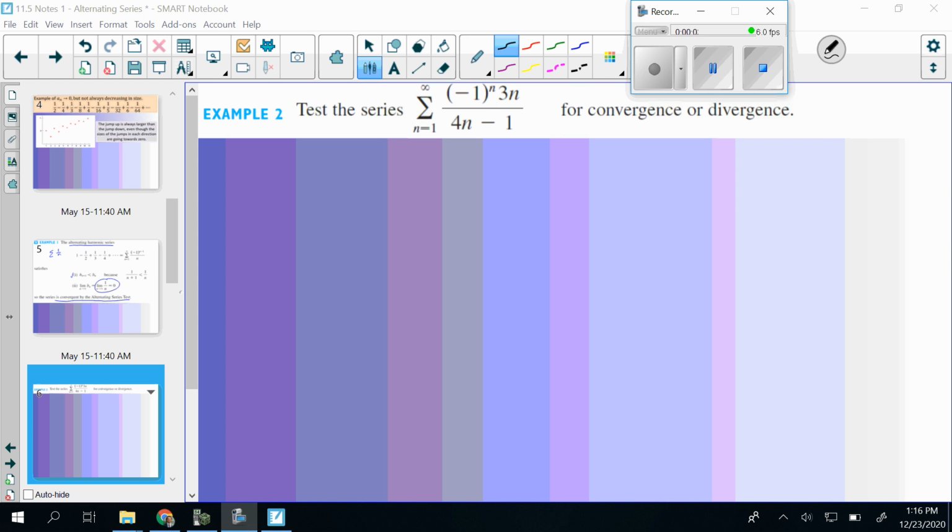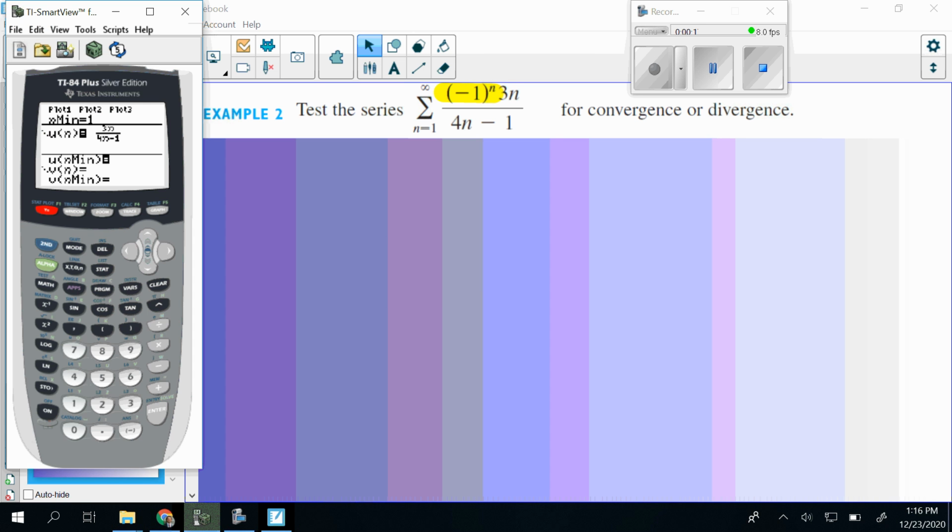All right, we want to test this series to see if it's convergent or divergent. As you can see, it is an alternating one here with this (-1)^n term in there. So if we want to use the alternating series test, we want to see: is each term smaller than the one before it? I've entered this one on my calculator without the alternating part. And if we look at the graph here, you can see, yeah, the terms are decreasing there.